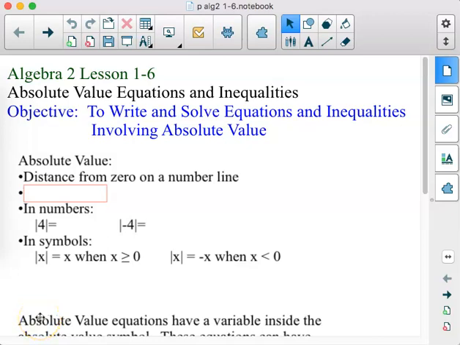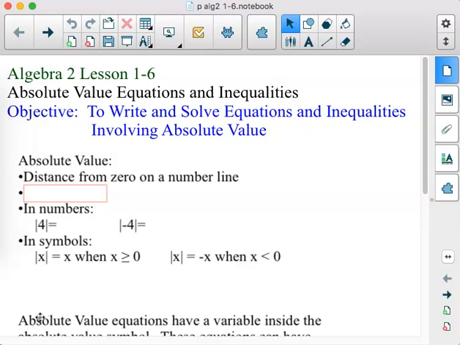So before we jump into 1-6, our objective is to write and solve equations and inequalities involving absolute value. We're not going to do both of those today, so we're going to do the write and solve equations piece today, and then we'll stop. And then tomorrow you'll watch the video on write and solve absolute value inequalities.